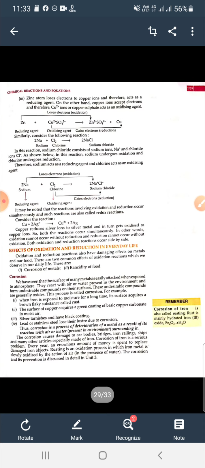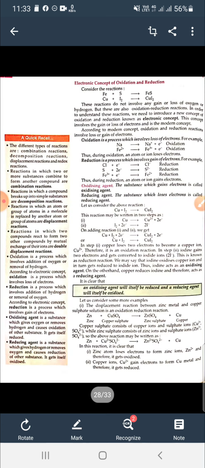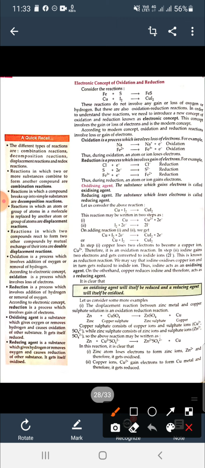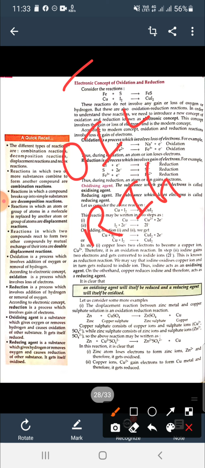Now the next topic is electronic concept of oxidation and reduction. So we will do the definition of oxidation and reduction. For electronic concept, you can learn two terms. One is OIL and second one is RIG. OIL, oil, and RIG, rig.